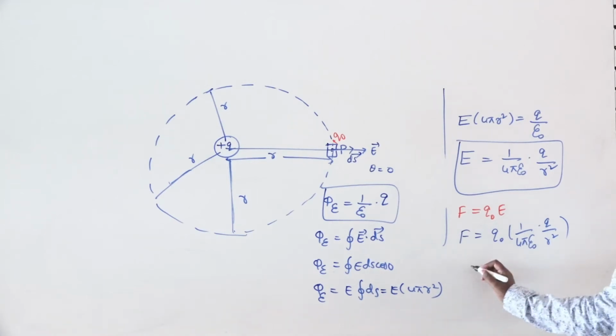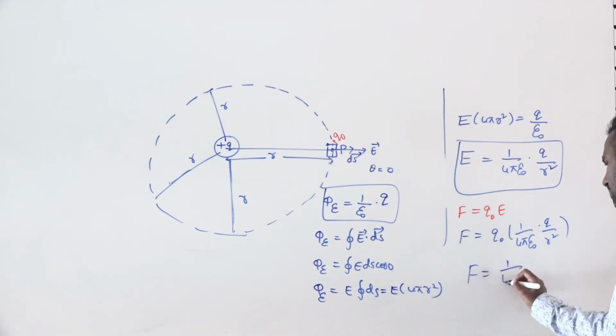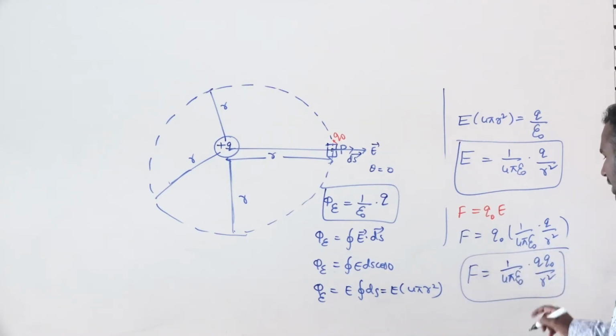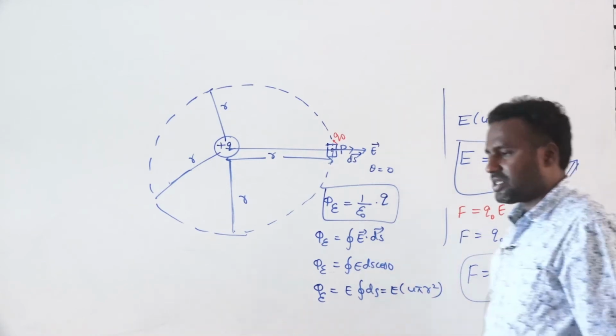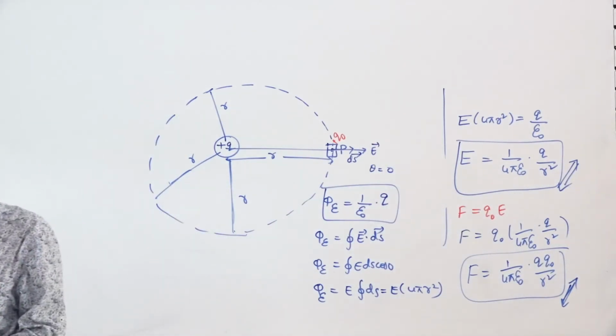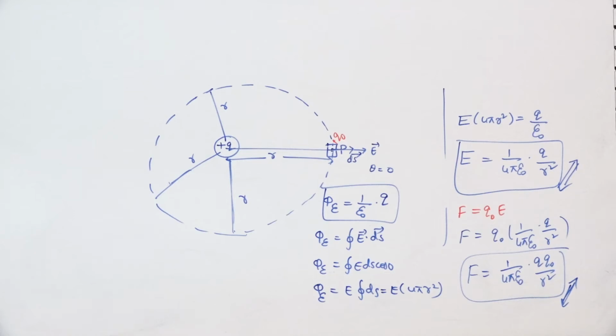Then by using Gauss law, the derivation of Coulomb's law will be 1 by 4 pi epsilon naught q naught by r square, up to the electric field due to a point charge. By using Gauss law, the derivation of Coulomb's law will be up to here: 1 by 4 pi epsilon naught Q1 Q2 by R square, that is Q into Q naught by R square. This is the first application, that is the electric field due to a point charge.